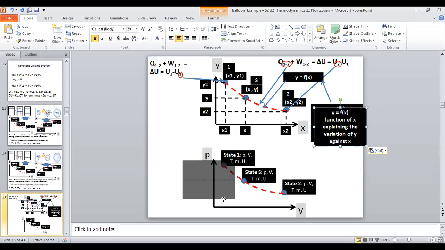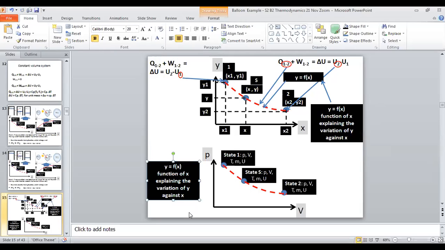I am coming to this PV. Okay, P is a function of V because this is a PV graph. This is an XY graph. You can say XY graph or variation of Y with X. So this is function of V, explaining the variation of P against V.